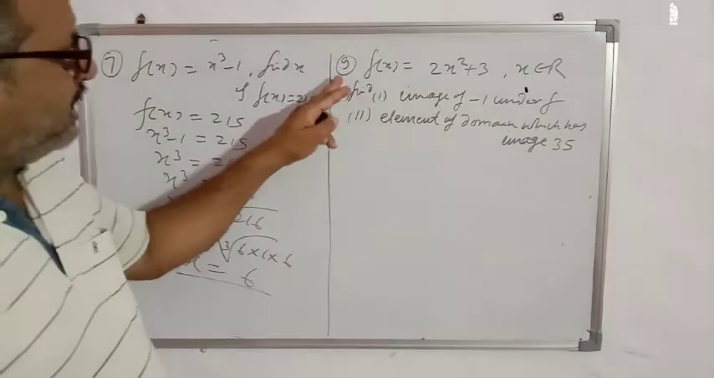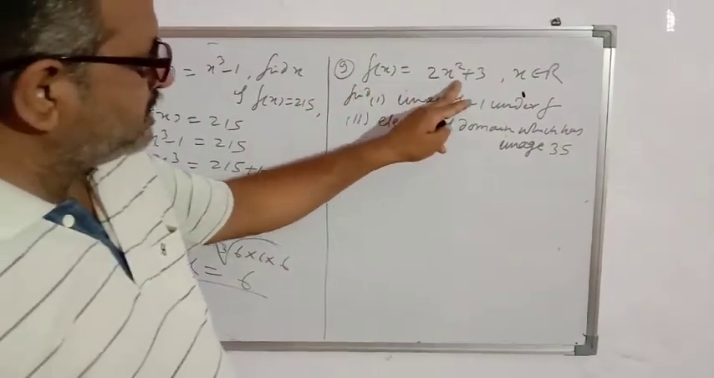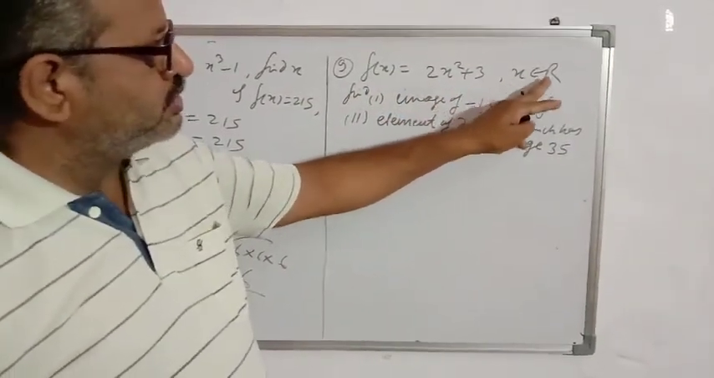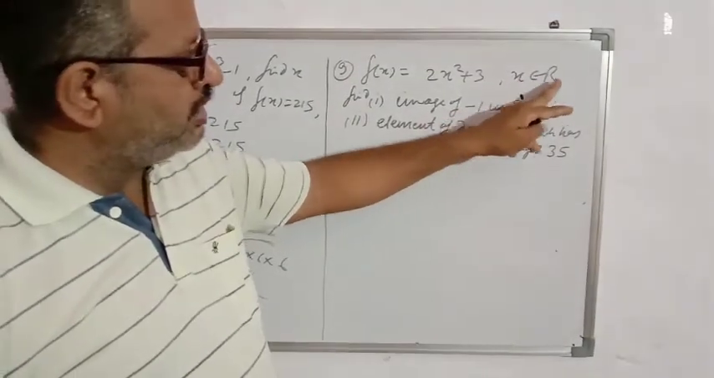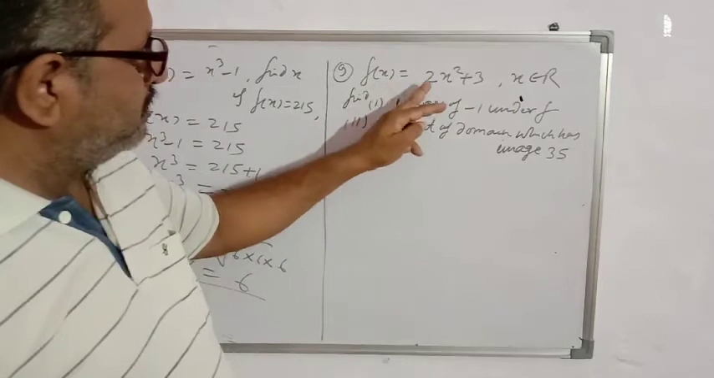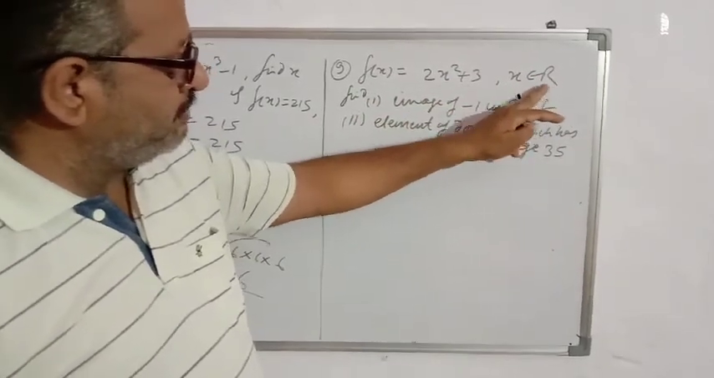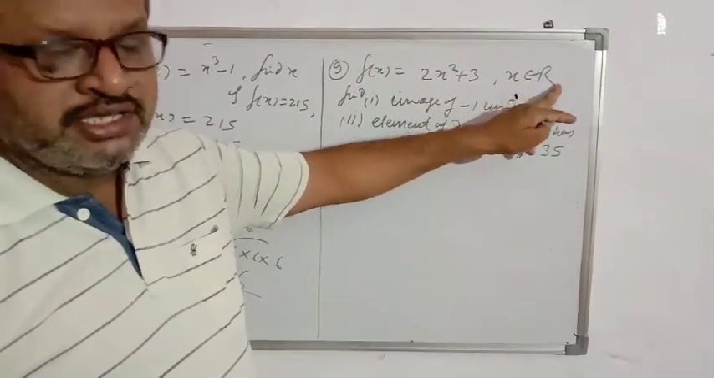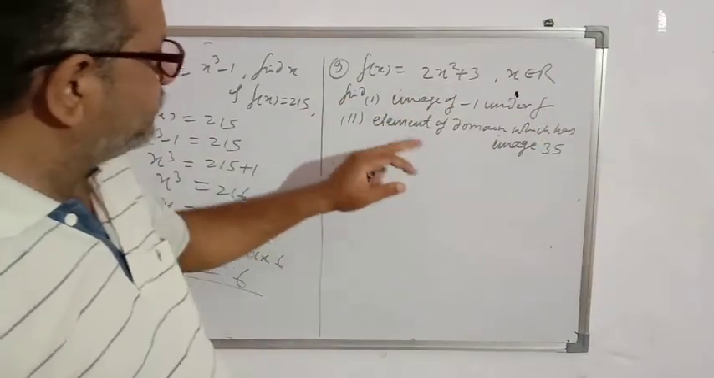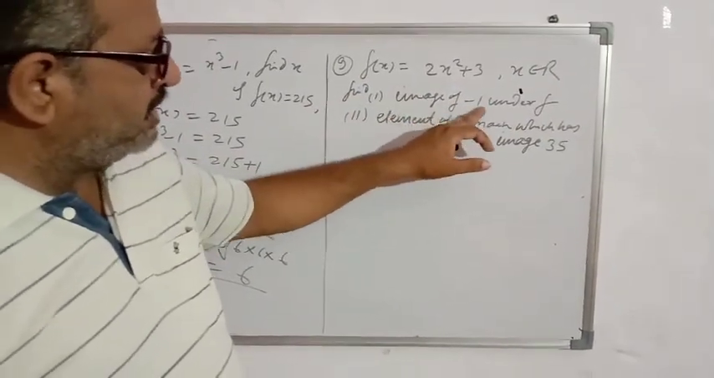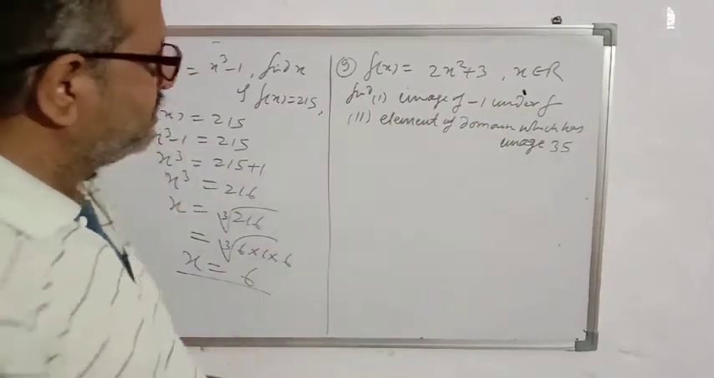In question number 9, f(x) is given as 2x square plus 3, and x belongs to the real numbers. x means domain. Its domain means all the real numbers. So the function is defined for all the real numbers. It means the domain of this function is the real numbers. f(x) means image, x is domain.